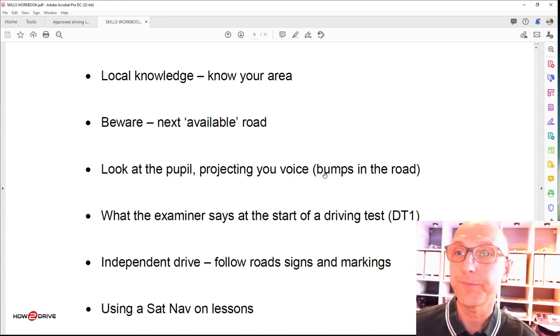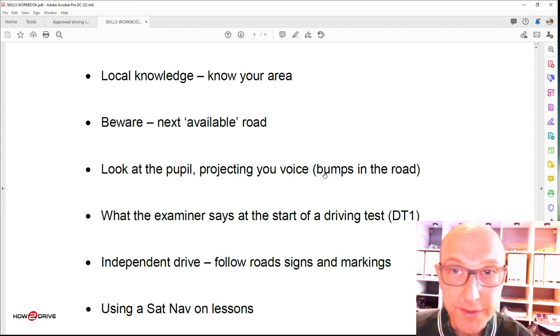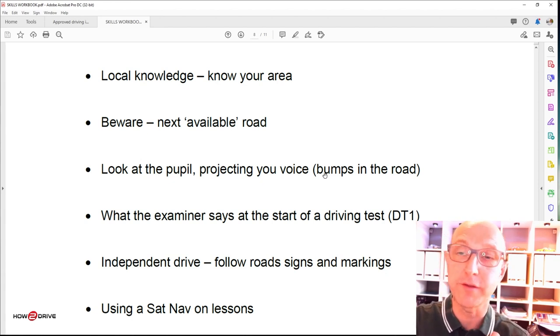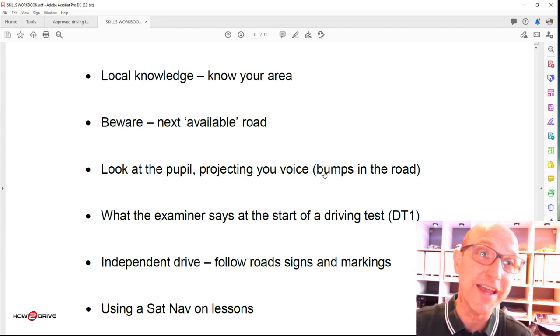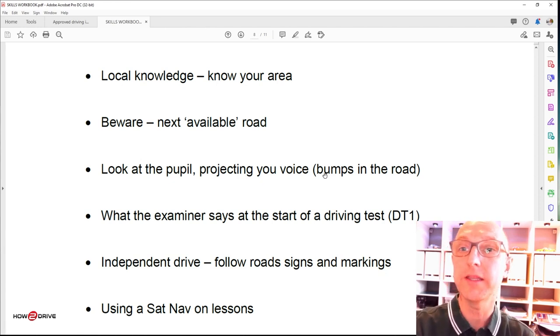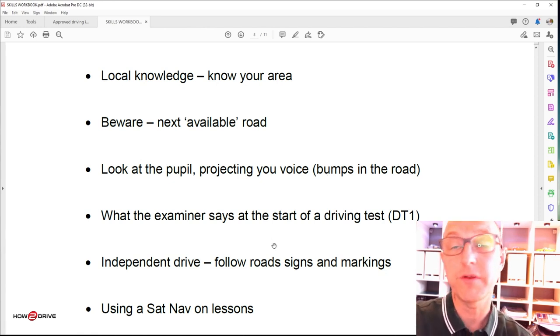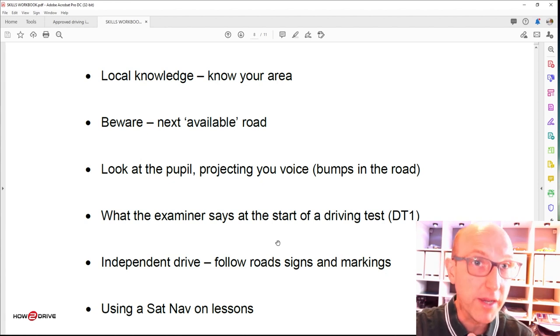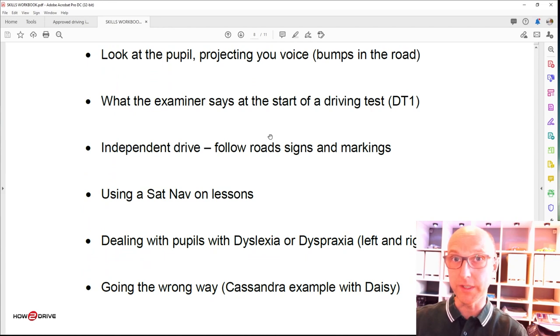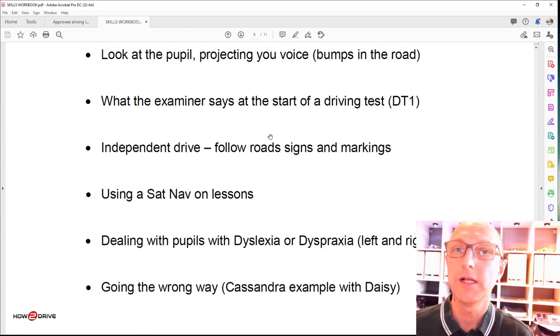So what does the examiner say at the start of the driving test? Well, I've already covered that, so I won't go back through that again. But if ever you want to look up where that is, where do you get that information, look at DT1, okay? We've talked about independent drive within that, of following road markings and signs, and how you can encourage your pupil to be responsible for doing that, set them challenges.